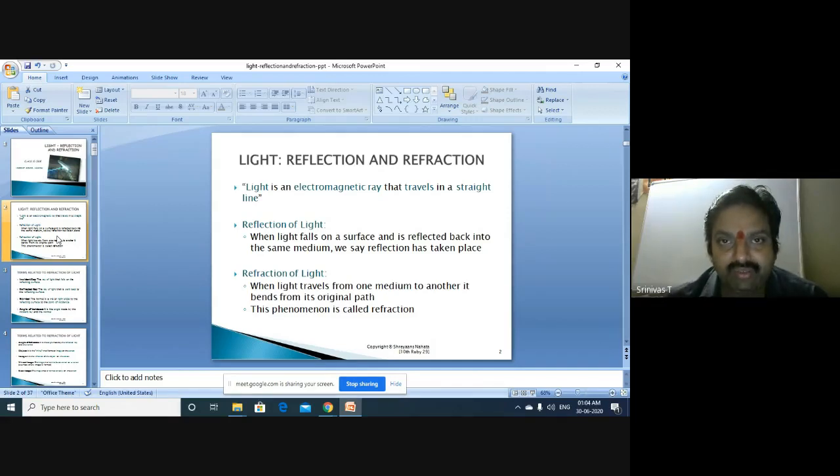Now coming to light, we might have seen and studied light in different cases, but as an electromagnetic wave, we have not seen so far. Let us just try to define light as an electromagnetic wave or ray that travels in a straight line. So that is the basic form of light. It is an electromagnetic wave. Now, all the light rays are electromagnetic waves. So what are the properties attributed to electromagnetic waves? Light rays also consist of the same properties.